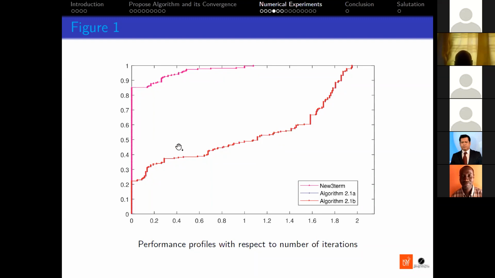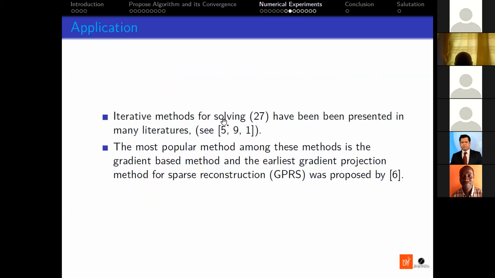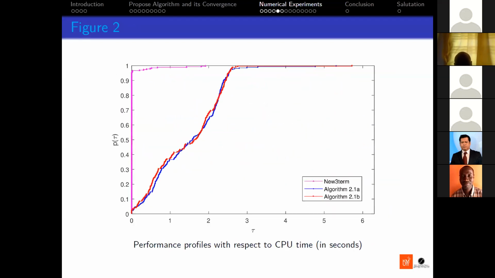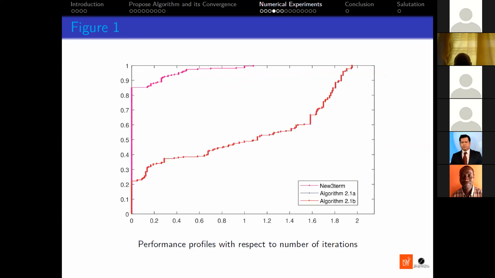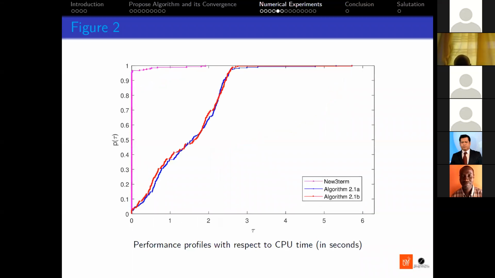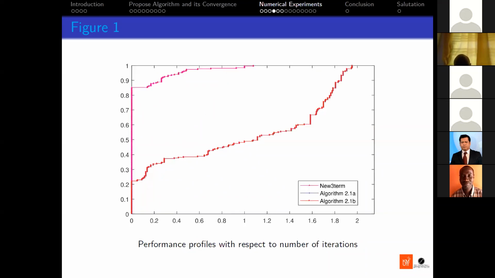Really? I don't know whether it's there, with 2.1b? Yeah, it's there. Okay. You can see it here. In this case, it appears because it's not the same. For the number of iterations, they are the same. So the red one actually covers the blue one, but it's there. But you can see in this one, because they are not the same in the CPU time, the red one is there and the blue one is also there. But for this particular case, they are the same. So that's why it covers it, but it's there.